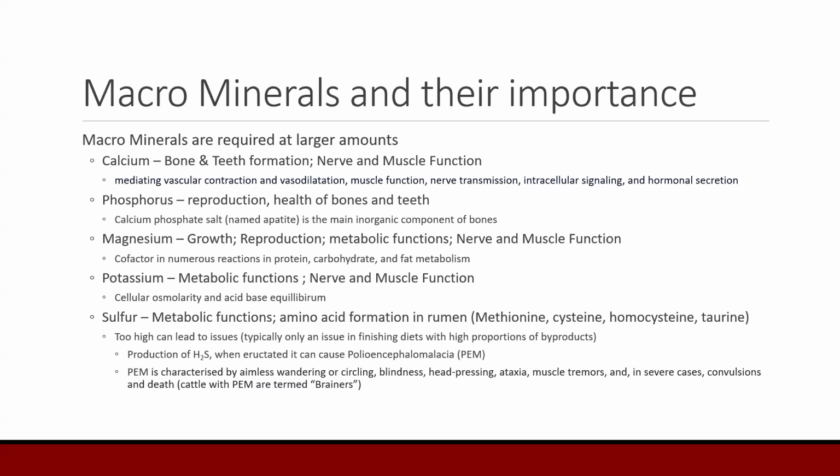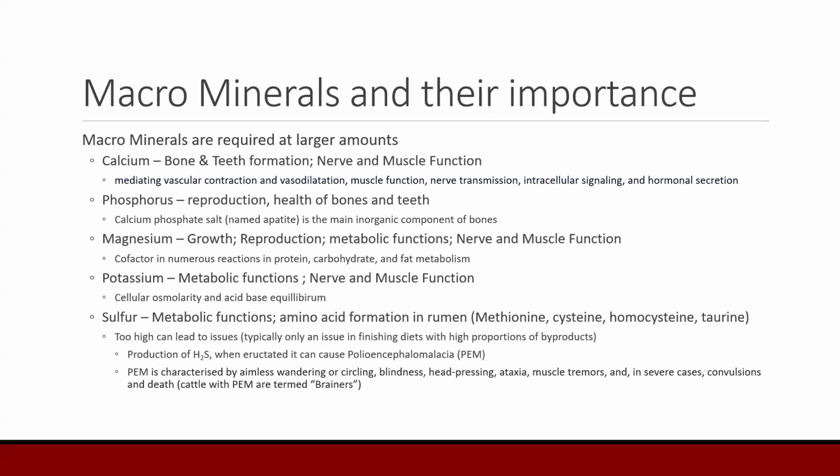Phosphorus, important for reproduction, bones and teeth. Calcium phosphate salt, named apatite, is the main inorganic component of bones. Magnesium is important for growth, reproduction, metabolic functions, and nerve and muscle function. It's a cofactor in a lot of different reactions in protein, carbohydrate, and fat metabolism.